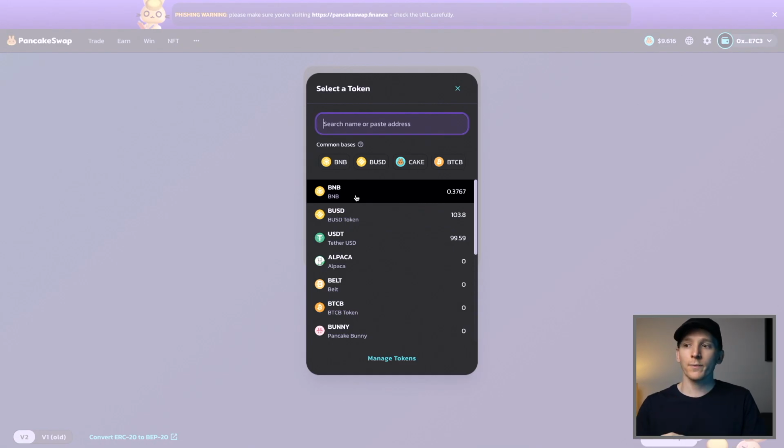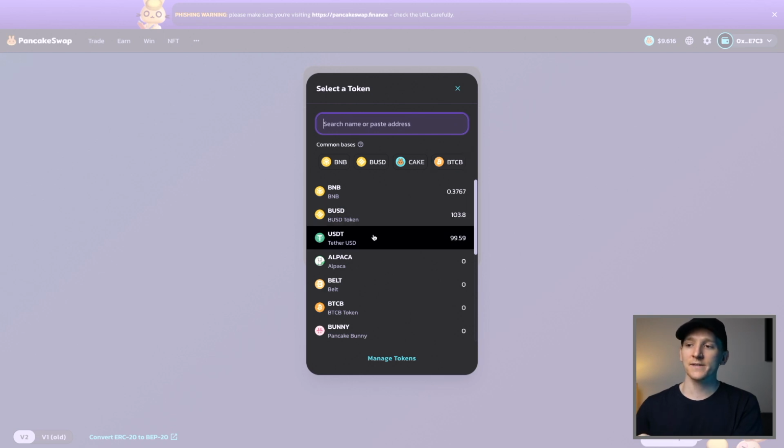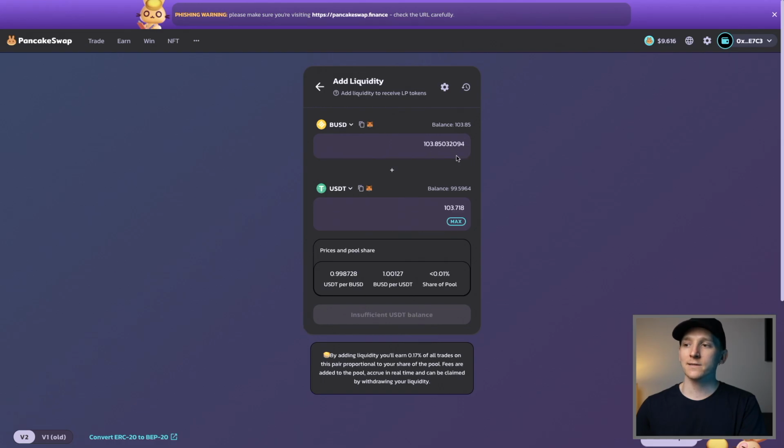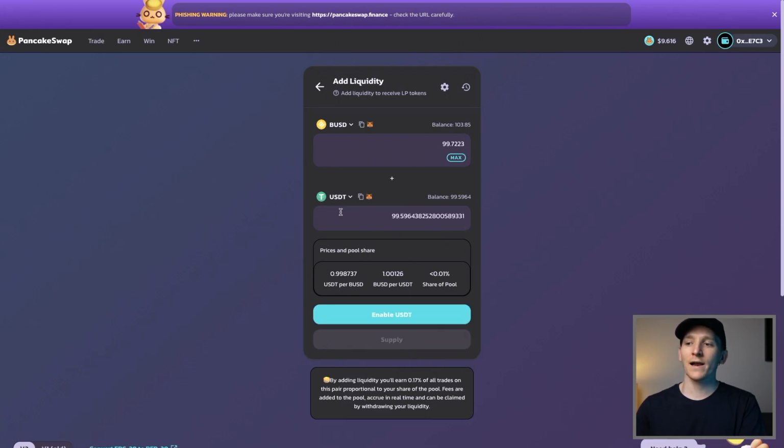So this is the currency pair. Now I could select Cake, I could select Bitcoin on Binance chain, but I'm going to select US dollar Tether, which is a stable coin pair. And then what I'm going to do is click max. Now what I can see is that 103.85 BUSD turns into 103.71 USDT. I don't actually have enough US dollar Tether to work that out. So I'm going to click max on USDT instead, because this is valued slightly lower. That gives me 99.59 USDT, so I can afford that.